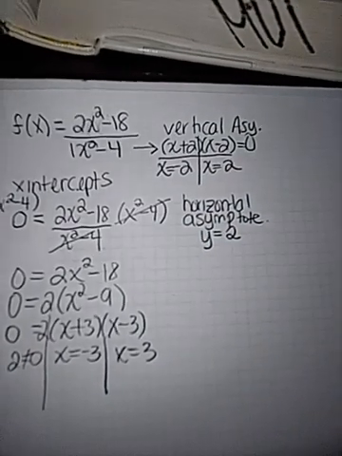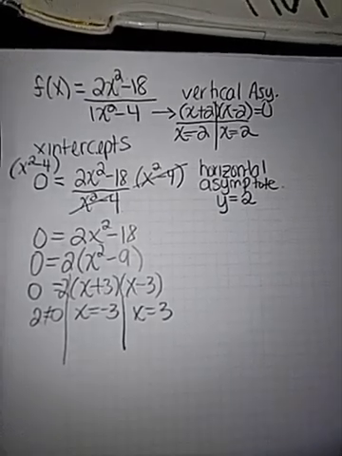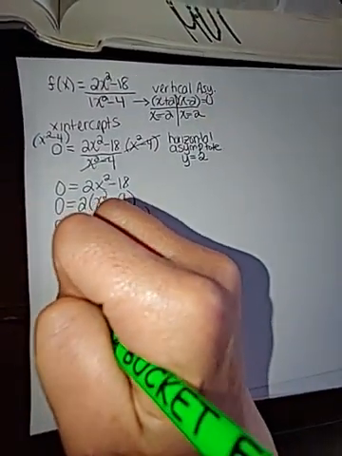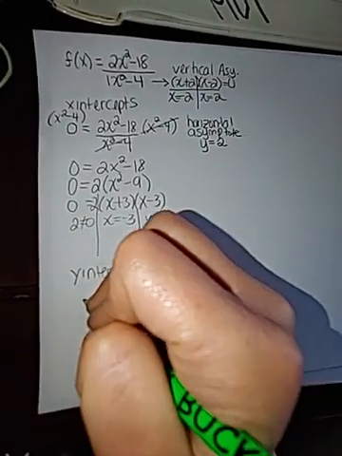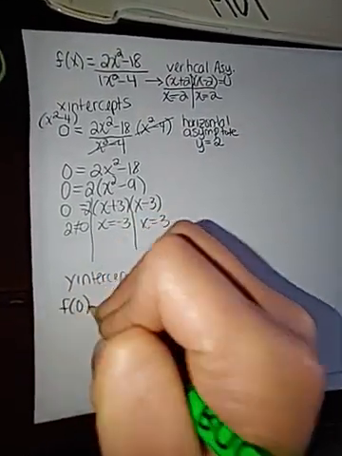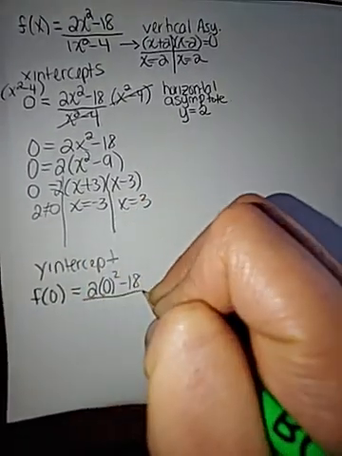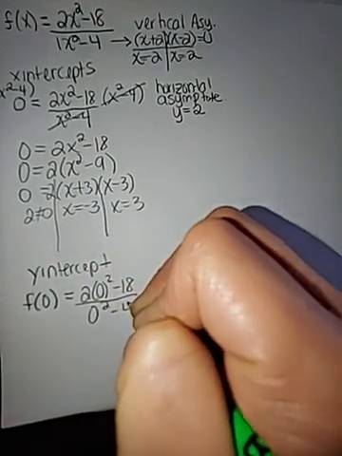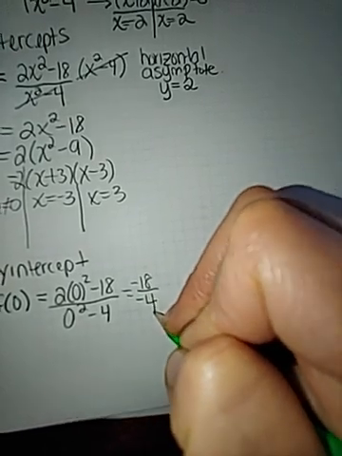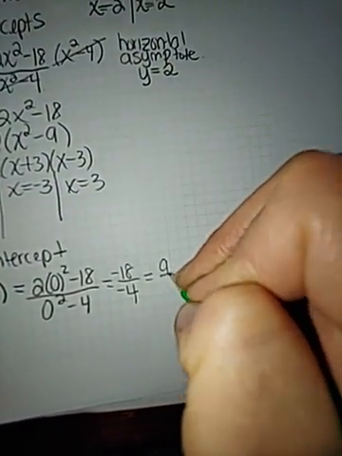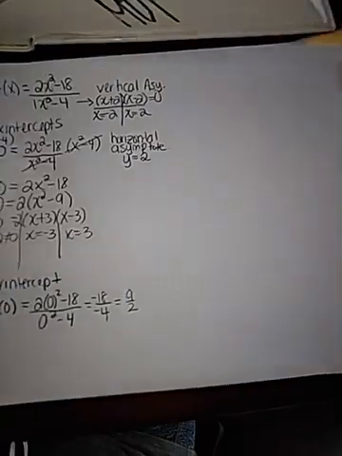Okay, so that's everything that we can tell from the original function. In fact, we can go even further. If we want to get a y-intercept, we could do that too. So to get the y-intercept, we make x equal to 0. So we have negative 18 over negative 4, which simplifies to 9 over 2. So this is all information that's going to be useful when I graph. All right, now let's keep going.